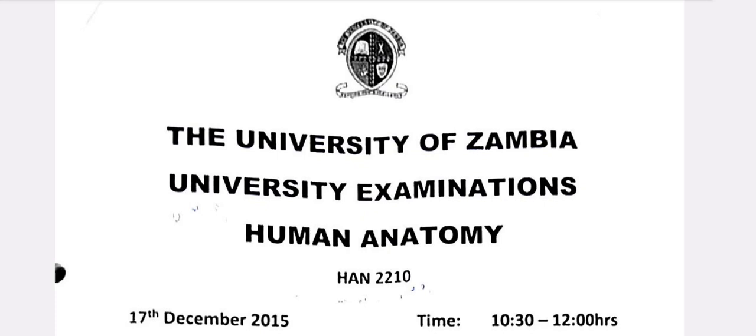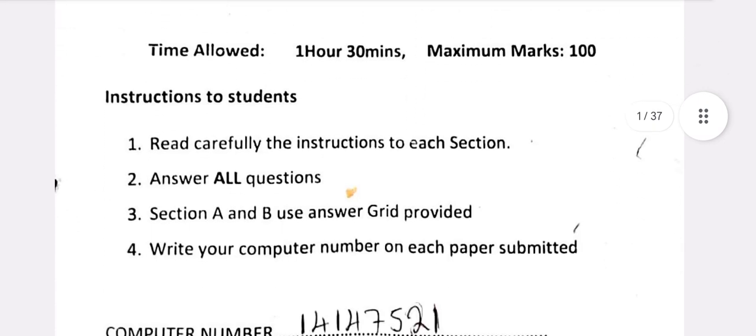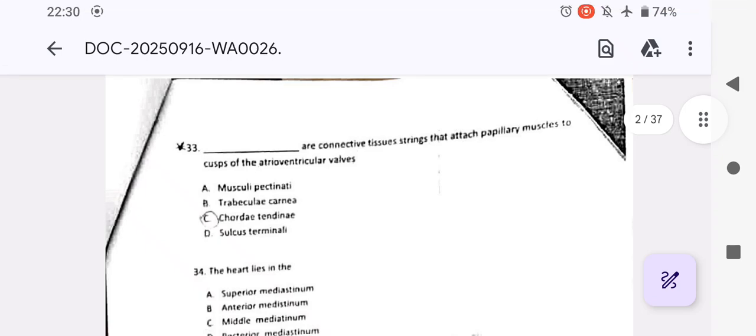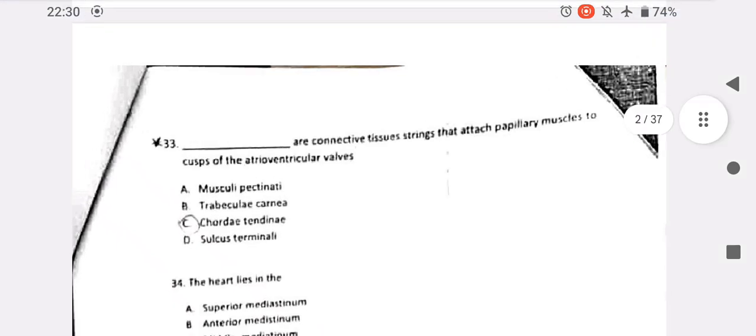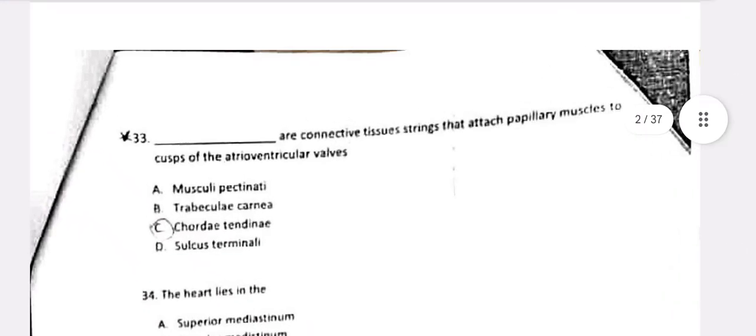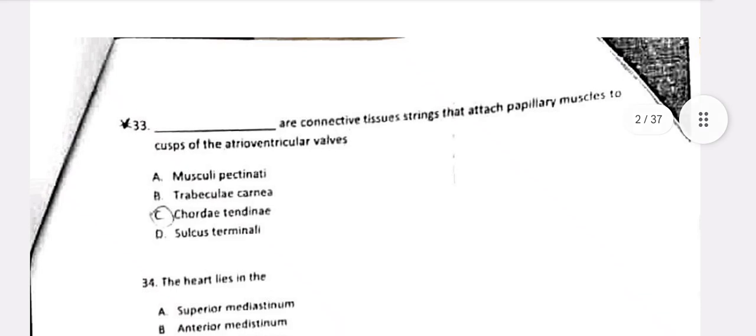So this is human anatomy, one of the past papers from the University of Zambia. So just go through some questions, okay? I hope you're able to see. I know that the words may be blurred, but I hope you are able to follow through. I'll be reading the questions and the options, then answer them. Don't worry about the numbers, they are jumbled. Just follow through the questions.